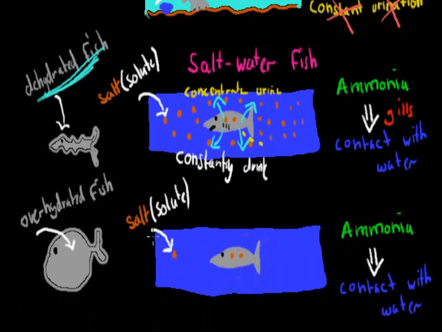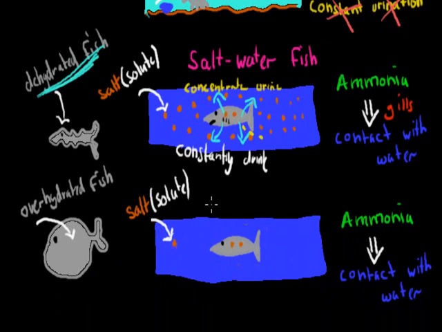On the flip side, if you have a freshwater fish, which this is, its solute is going to be more on the inside than on the outside, which means water would travel from low solute to high solute, so from here into the fish. And what would that mean for the fish? If nothing were changed, it would overhydrate, it would bubble up.